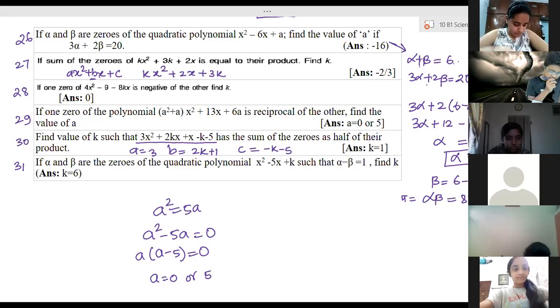Whoever completed 31 questions, they can do the 29th question. Yes. It's given that alpha is equal to 1 by beta. So I did that, alpha into beta is equal to 6a by a square plus a. Okay, ma'am. Alpha into beta is 6a by a square plus a, no? Okay, ma'am.